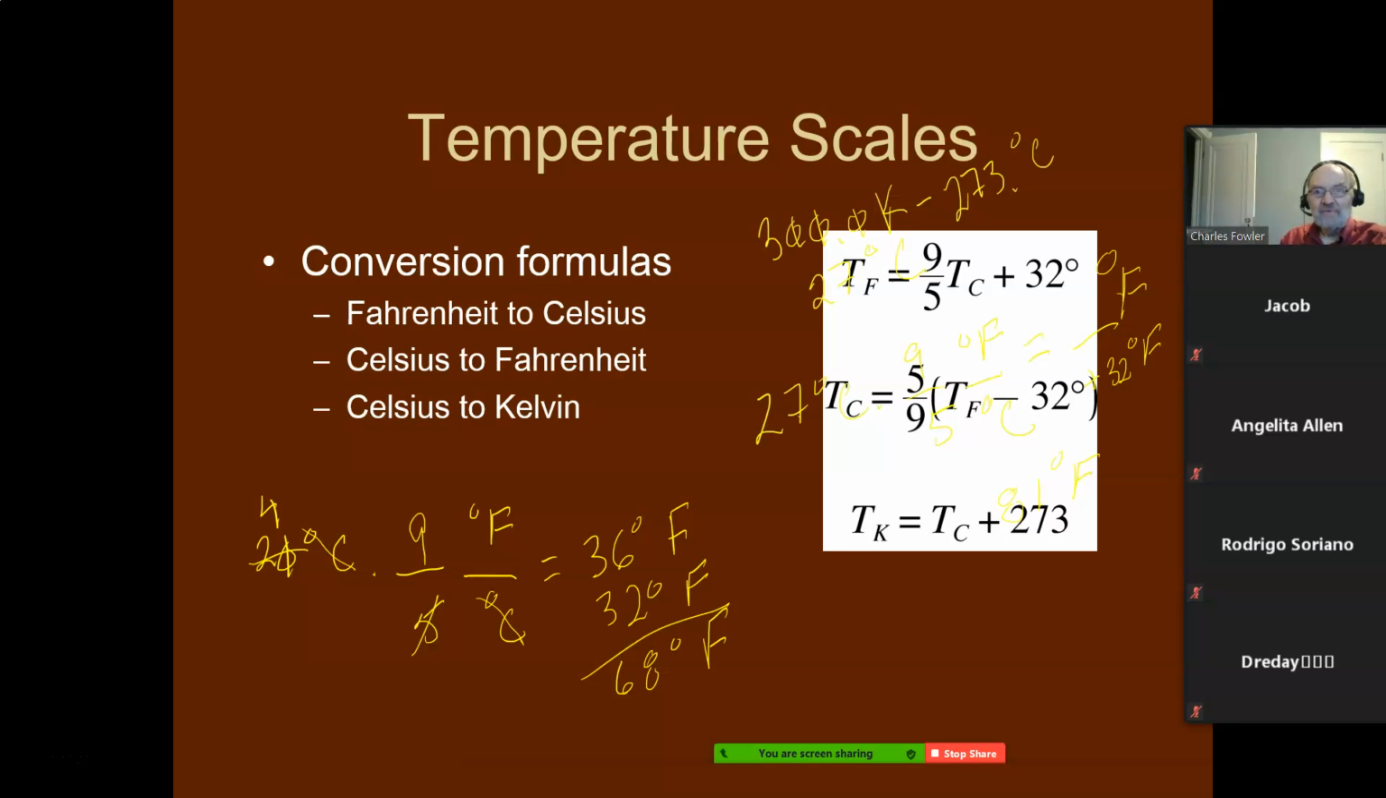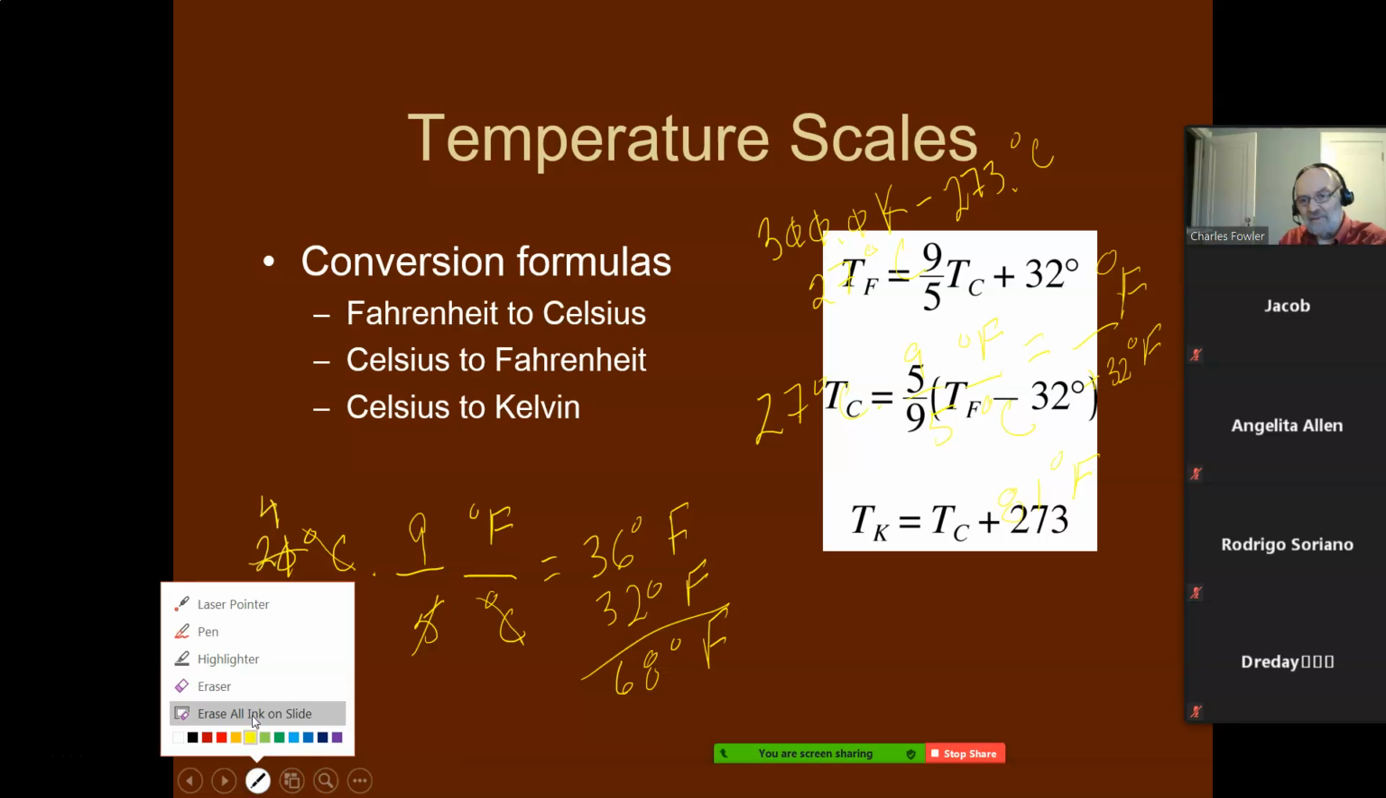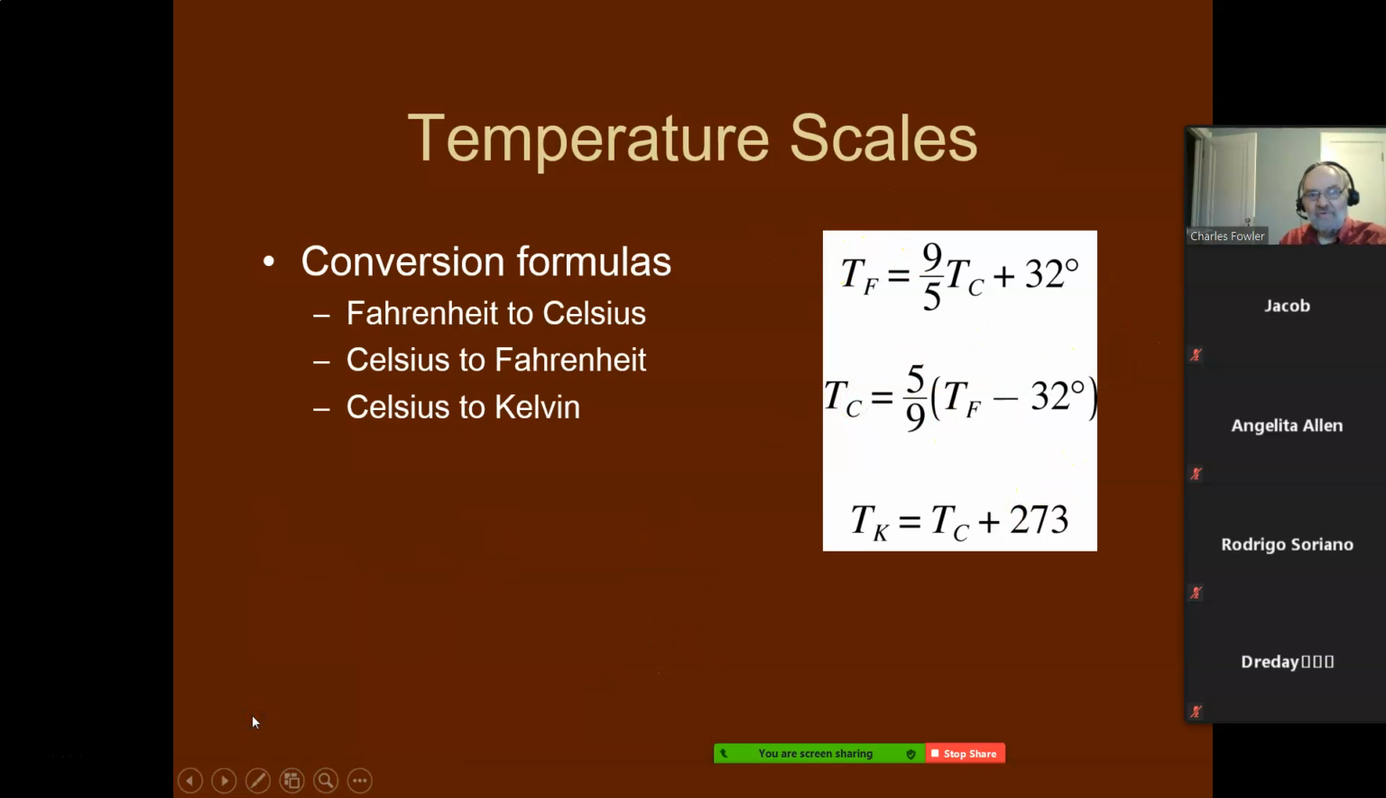Let's move on to, and there's your conversions again. I already had those listed, hadn't I? Yeah. Let me clear my screen here so you can read them a little bit better. Okay, those are your formulas. You don't have to memorize them if you don't want to. You can just use them. Look them up when you need to.